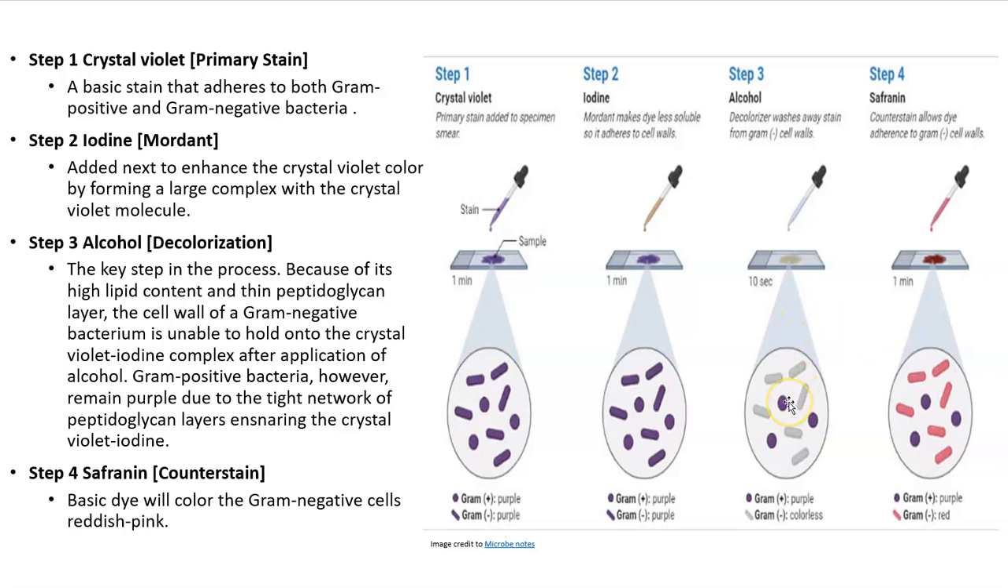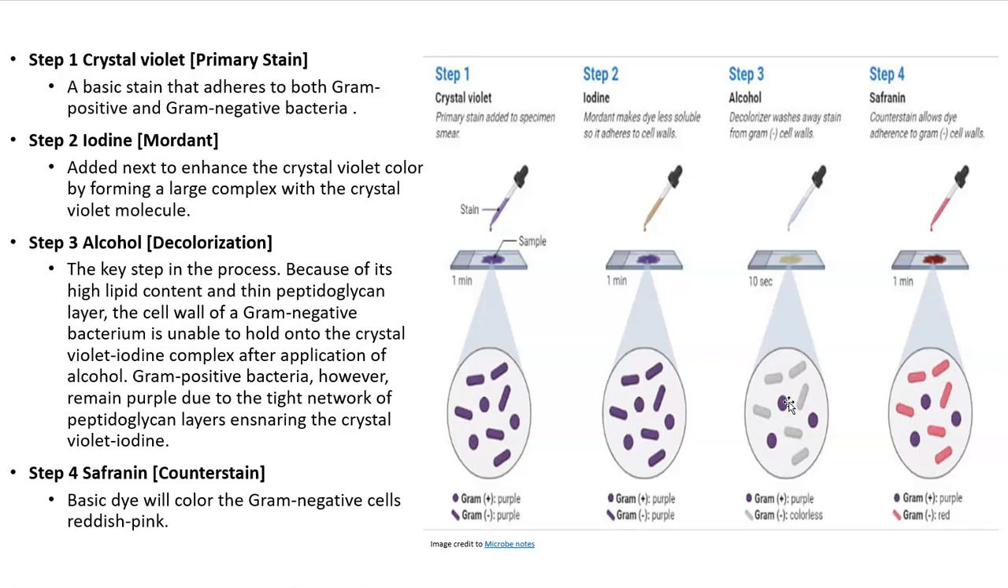And then what's going to happen is, when alcohol is added to the slide, if your bacteria are gram-positive, because they have a thick cell wall, they will be able to hold on tightly to the crystal violet and stay purple. However, gram-negative bacteria have a very thin cell wall, so when they are rinsed with alcohol, it dissolves their outer cell membrane and rips the crystal violet out of their cell wall. They're not able to hold on to it because they have that very thin cell wall. They don't have a lot of peptidoglycan.